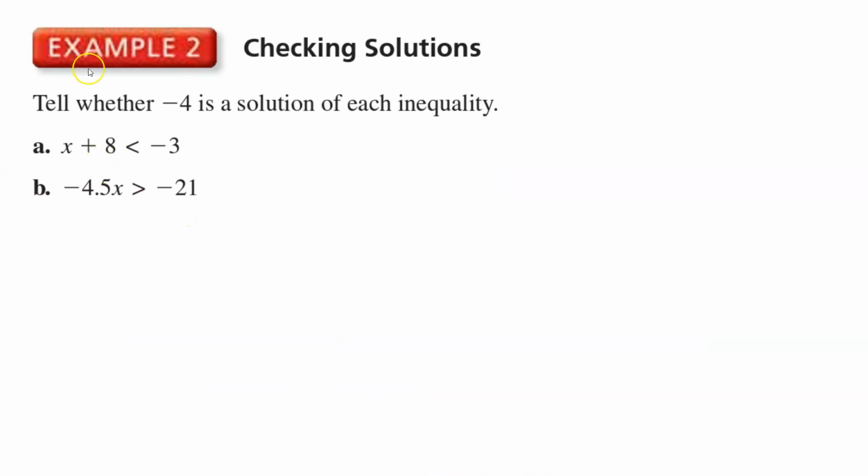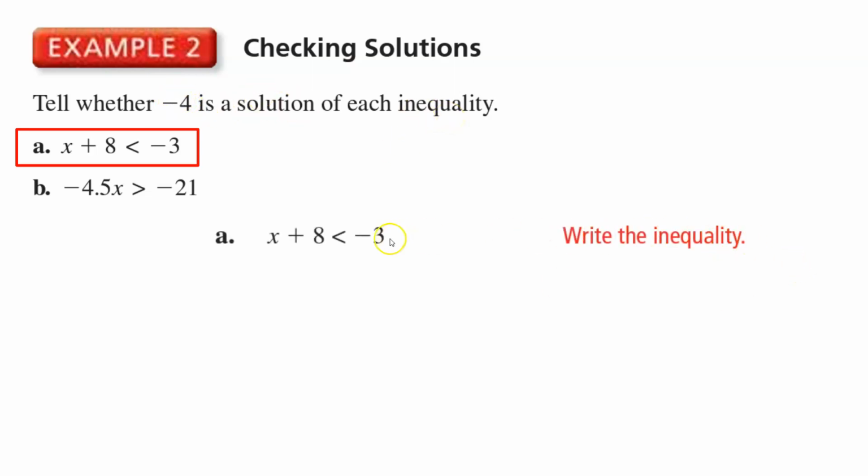Alrighty, let's take a look at example 2. Here we are trying to tell whether a certain number is a solution of an inequality. So for part A, x plus 8 is less than negative 3. We're going to check to see if negative 4 is a solution. First thing we're going to do is write down the inequality: x plus 8 is less than negative 3. Second thing we're going to do, substitute that negative 4 for the variable. So instead of x, we'll put a negative 4.